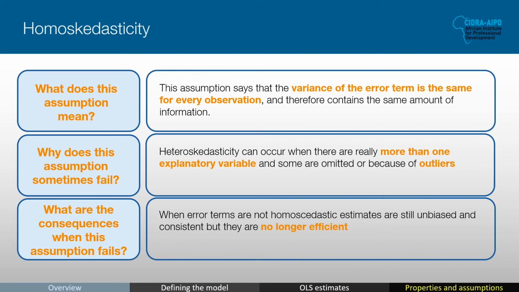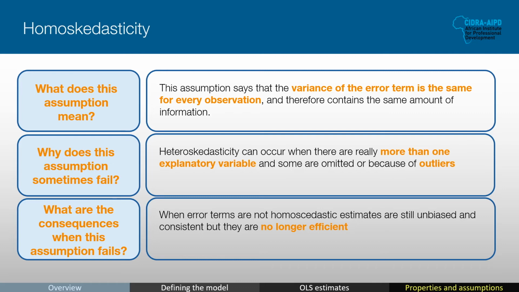Heteroscedasticity, which is the opposite of homoscedasticity, so that the variance is not the same for every observation, can occur for a variety of reasons. For example, because there's more than one explanatory variable and some are omitted from the model, or because of outliers. Outliers are very extreme values that can be due to a number of reasons that are beyond the scope of this presentation.